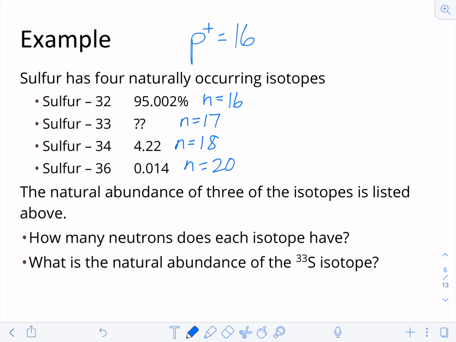All right, so we answered the first question. Now the second question. What's the natural abundance of the sulfur 33 isotope? Well, since these are all percentages, we know that all percentages add up to 100. So what I'm going to do is add up sulfur 32's 95.002, I'll add up this 4.22 and the 0.014 from sulfur 36. I'll do that off to the side here.